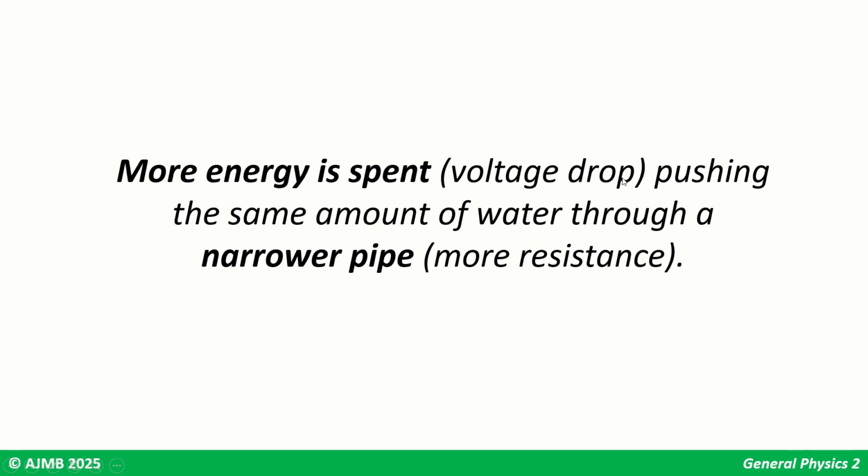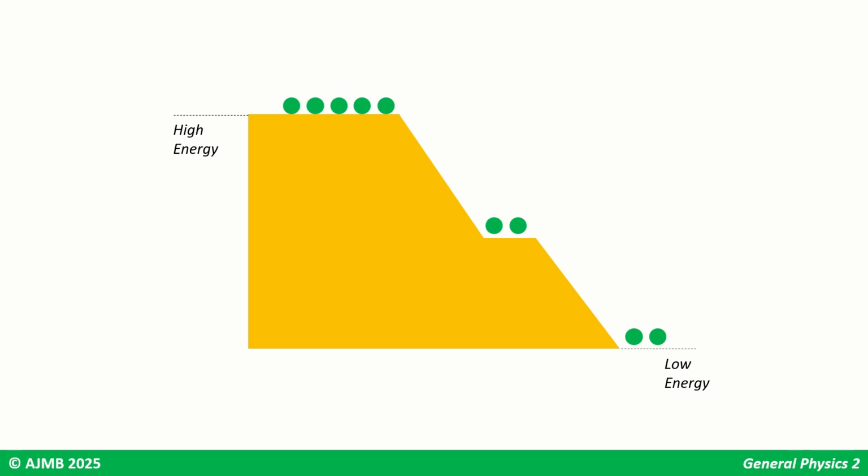When I say voltage drop, there would be a decrease in voltage. Some energy would be spent. More energy would be spent if the current is passing through your resistor, especially if it has high resistances. Okay, we can understand this even better if we look at this slide analogy.